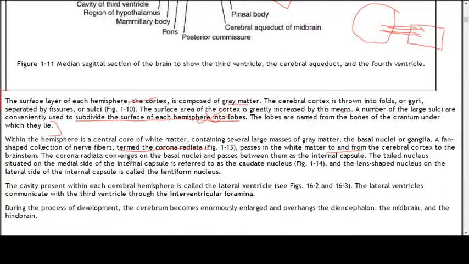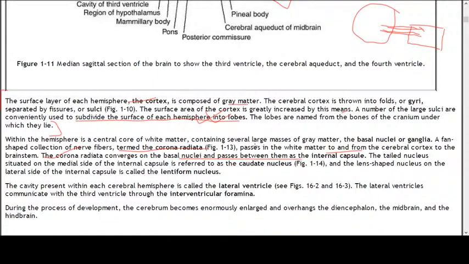The corona radiata converges on the basal nuclei and passes between them as the internal capsule. I don't understand this term. It actually converges, so the corona radiata converges into the basal nuclei.